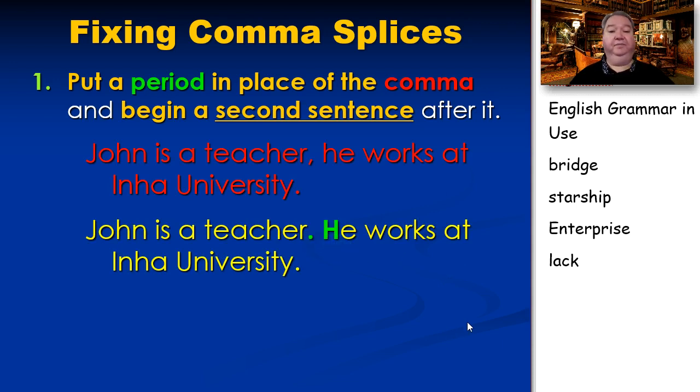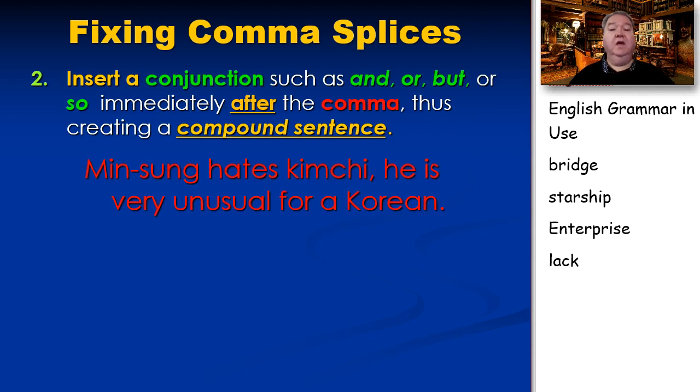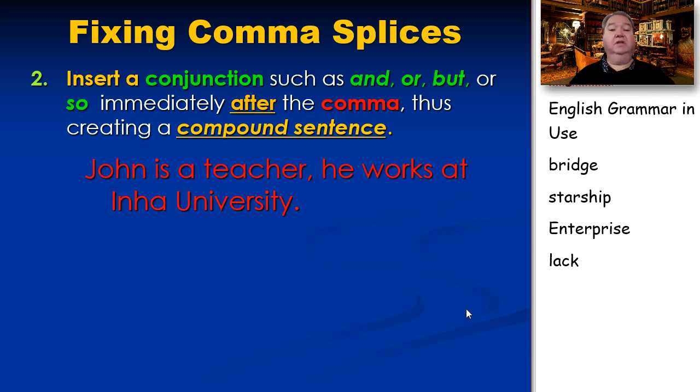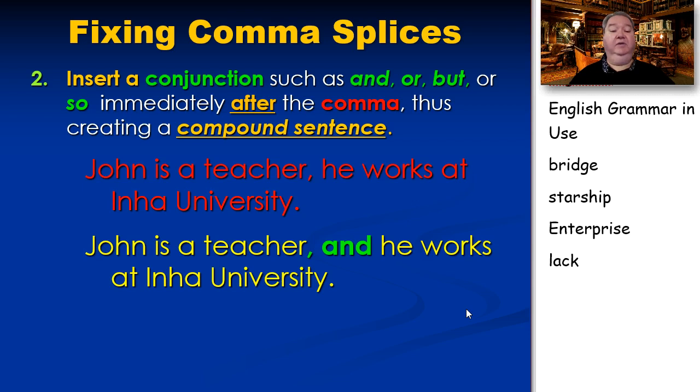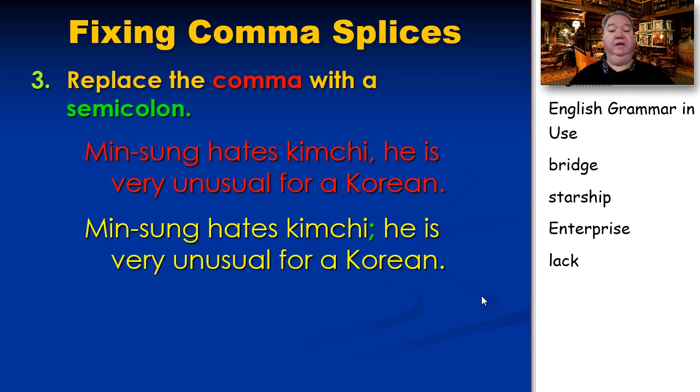Or we could insert a conjunction. Min-sung hates kimchi, so he's very unusual for a Korean. John is a teacher, and he works at Inha University, comma, conjunction. Or we could use a semicolon. Min-sung hates kimchi; he's very unusual for a Korean. We've already got a comma there.